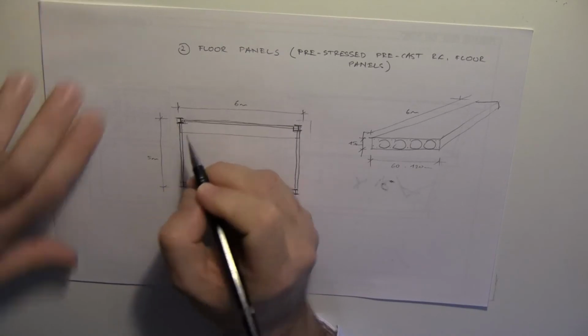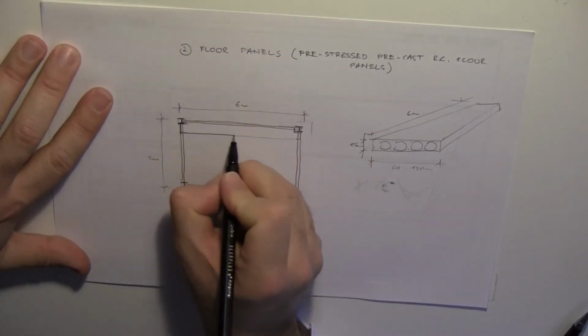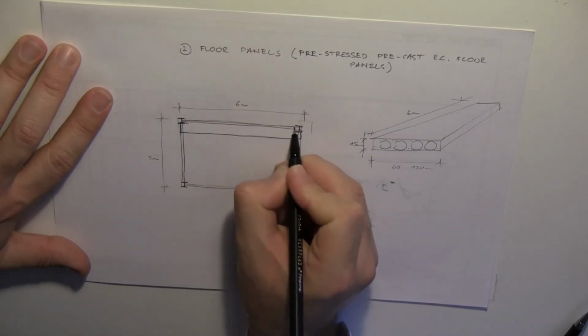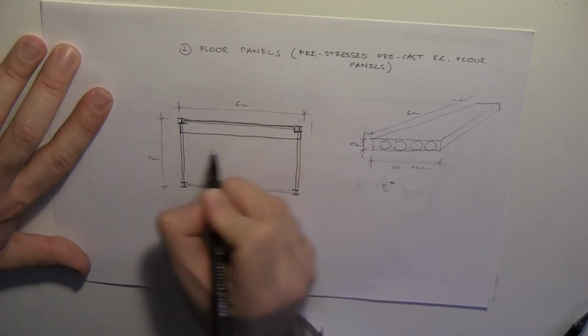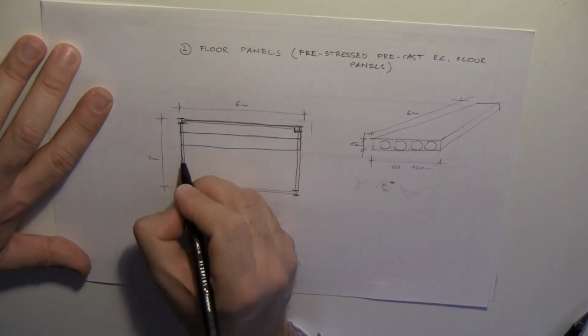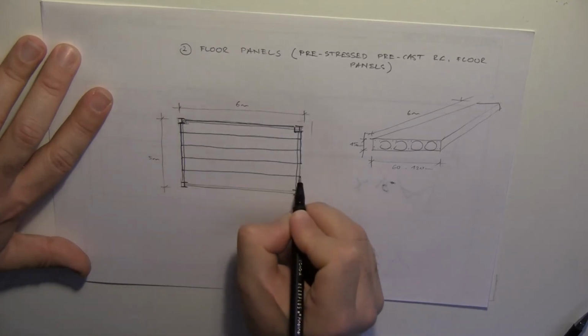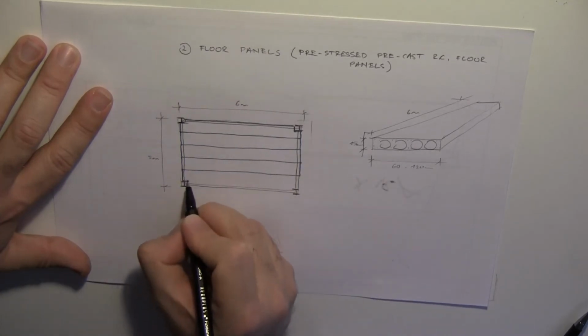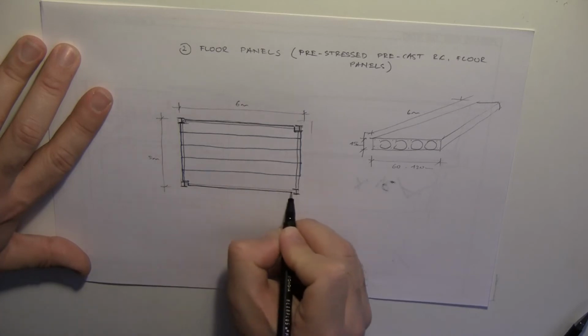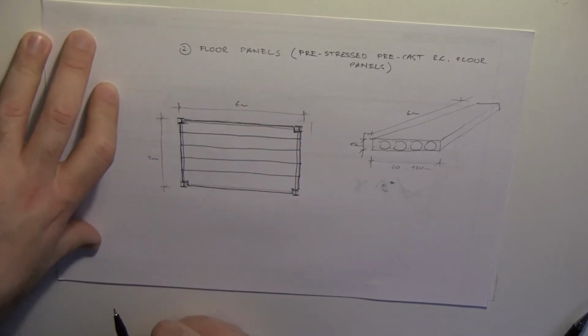So maybe it will be better to draw them with colors. So these are my pre-stressed floor panels. Just placing them one next to the other with a crane. It's a very fast construction, and I do not play with the dirt of in-situ concrete.